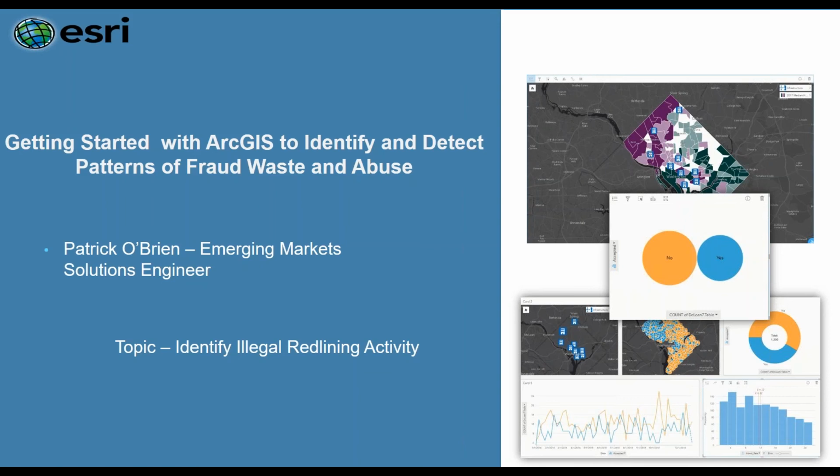So for our first technical demonstration that Patrick is going to do, we're going to try to mirror a case that allegedly involved redlining by the Hudson City Savings Bank. Our example will be similar, using sample data that will show some interesting ways that, whether you're an investigator, an auditor, or an analyst, you can better understand and identify trends in your data, which I would argue would be invisible if you were not using GIS as one of your investigative tools. So I'll turn it now over to Patrick O'Brien, who will talk about identifying illegal redlining activity.